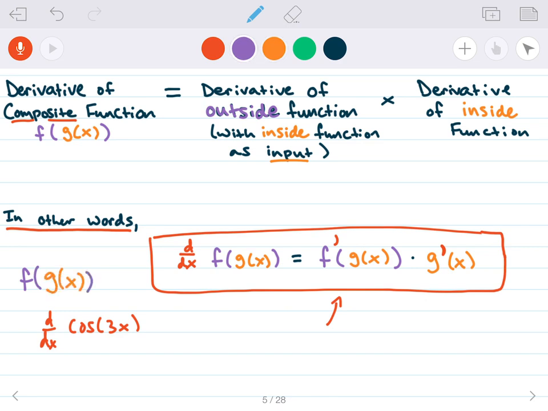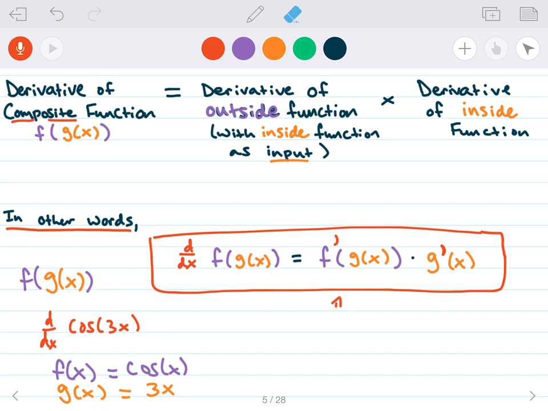We have f of x. Our outside function, remember, is cosine. And what we're plugging into the variable x is g of x. So this is going to be 3x. So we have a composite function, and so the chain rule applies here.